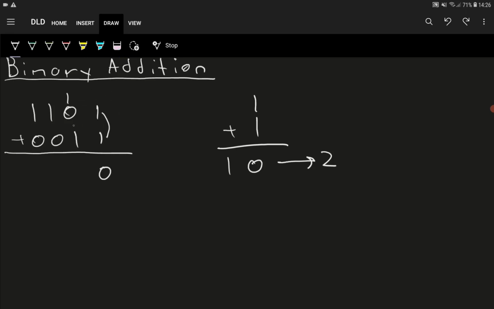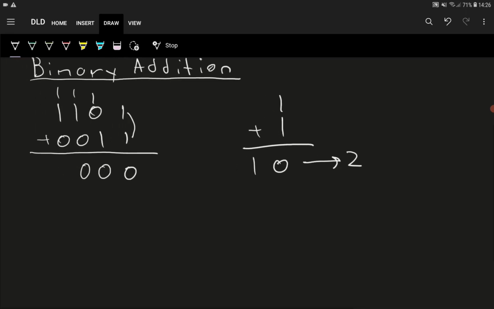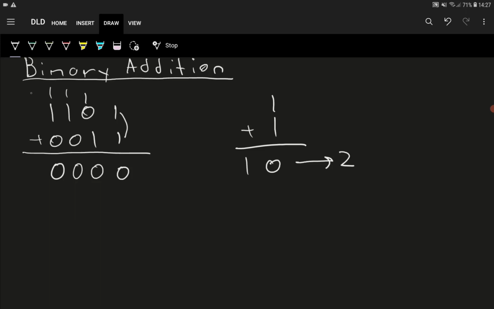So here we have 1 and 1 again, 0 1. 1 plus 1, 0 1. 1 plus 1, 0. And this is the interesting part. We carry 1, but there's nothing to be added with it. So we have to generate an extra bit. This here is an extra bit.